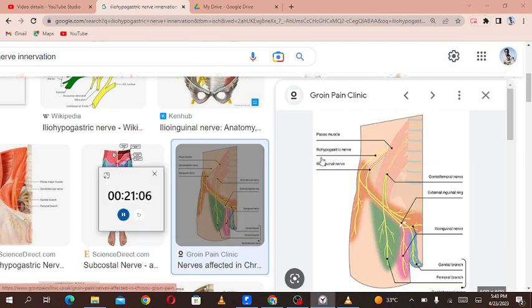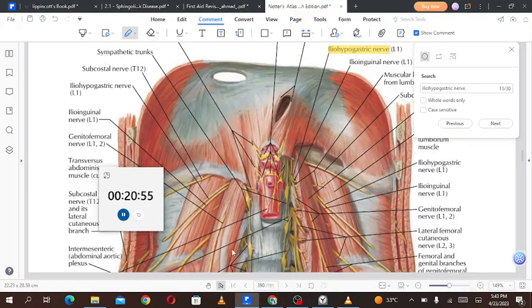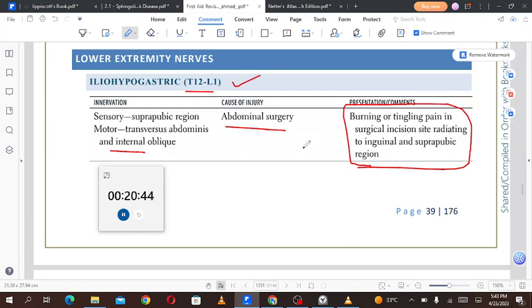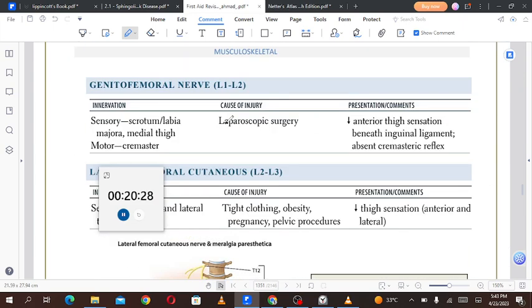Ilioinguinal nerve and iliohypogastric nerve. This is the ilioinguinal nerve, which is supplying the inguinal ligament, and the iliohypogastric nerve will be supplying pretty much the same area, maybe the area just above that. So coming back to our PDF. The iliohypogastric nerve originates from the T12 to L1 vertebra, right? So it is providing the innervation to the suprapubic groin, and motor innervation to the transversus abdominis muscle and the internal oblique muscle. Presentation is burning and tingling pain in the surgical incision site radiating to the inguinal and suprapubic region, after abdominal surgery.